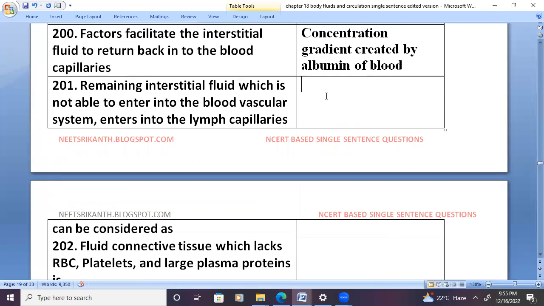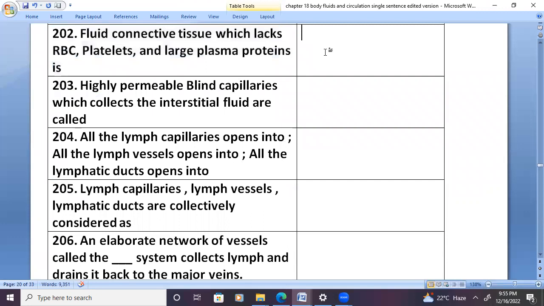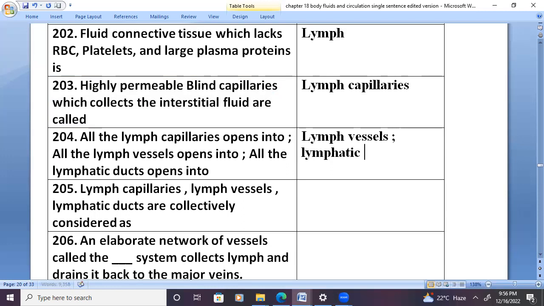The remaining interstitial fluid, which is not able to enter the blood vascular system, enters the lymph capillaries and is considered as lymph. Lymph is a fluid connective tissue which lacks RBCs, platelets, and large plasma proteins. Highly permeable blind capillaries which collect the interstitial fluid are called lymph capillaries. All the lymph capillaries open into lymph vessels, and the lymph vessels open into lymphatic ducts. All the lymphatic ducts open into the left lymphatic duct, or chyliferous duct, we can say.